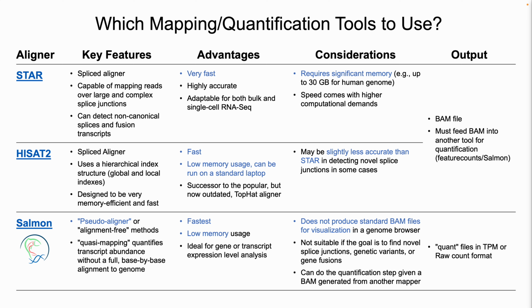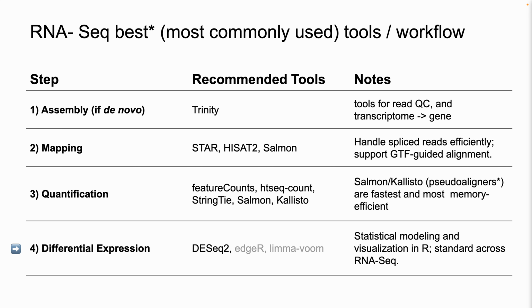So the output from Salmon are quant files, which can either be TPM, the normalized version, or the raw counts. And I point out the fact that you can get raw counts because that's what you need for DESeq. So that's a very practical point: don't feed TPM into DESeq. In fact, DESeq might choke if you try to give it TPM.